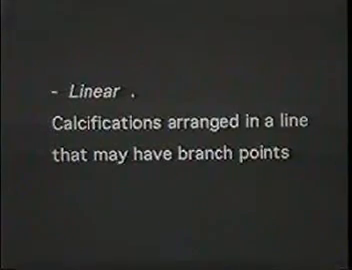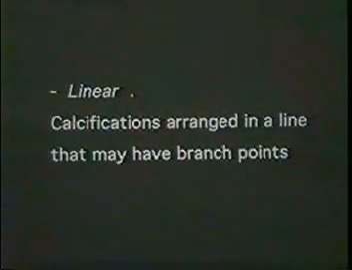Linear indicates that the calcifications are arranged in a line. And here we can see these tiny clustered calcifications are lining up as if they're within a duct, and it has a branch point here and a branch point here. This is suspicious for malignancy.